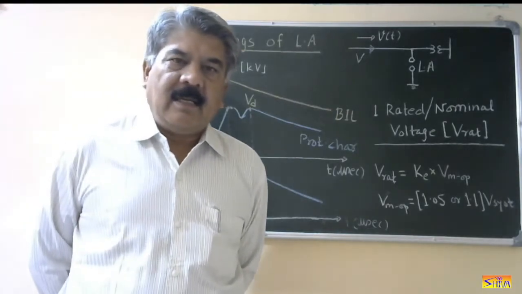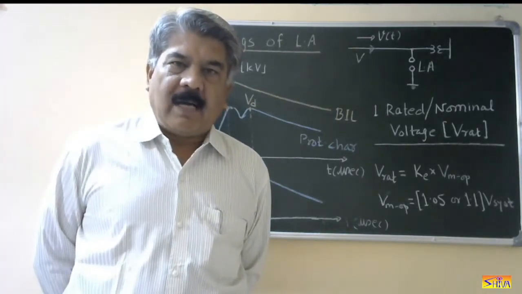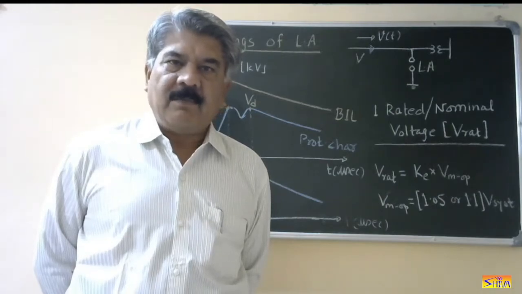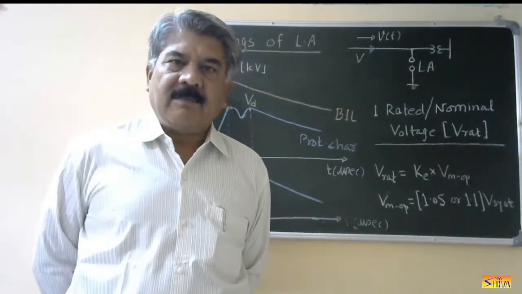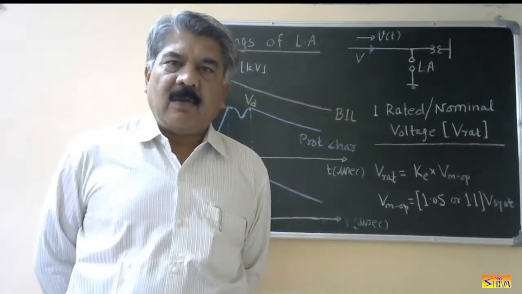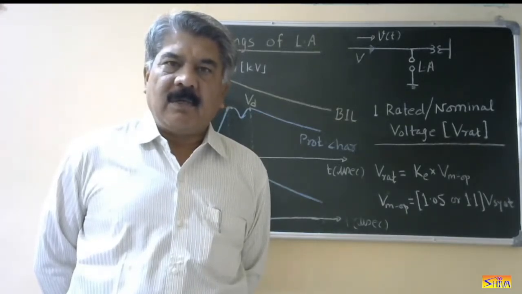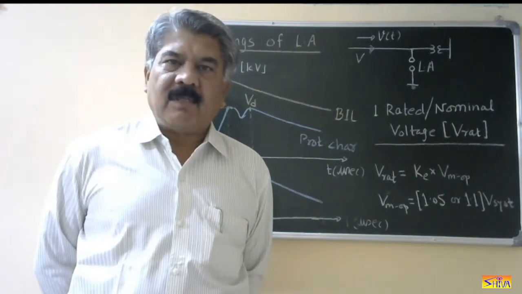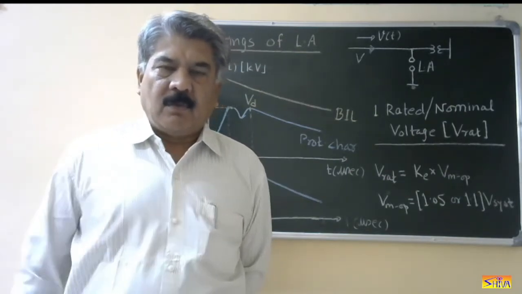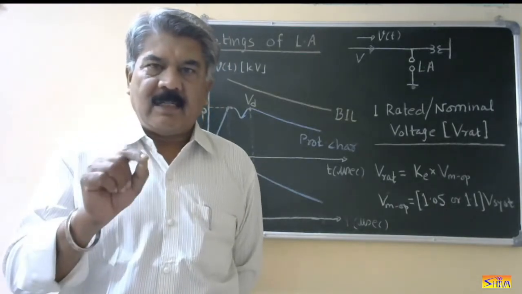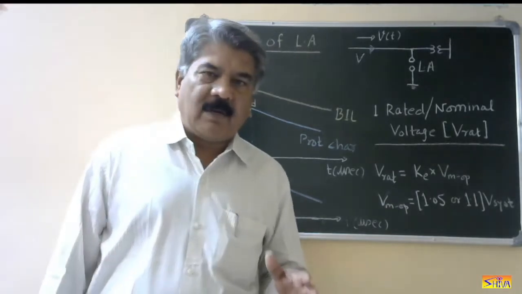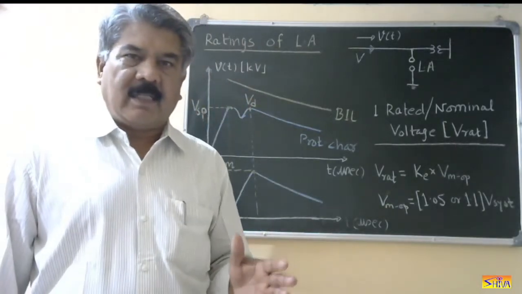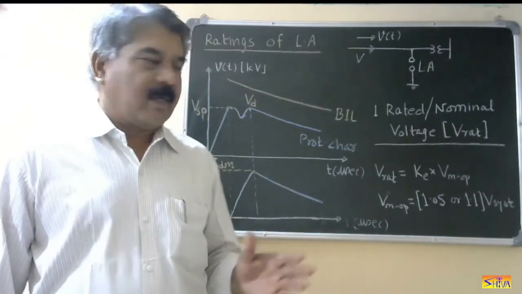It is the maximum RMS power frequency voltage which the lightning arrestor should sustain across its terminals without damage to any part when power frequency follow-up current is flowing. So here a new term is coming, that is follow current or follow-up current. Let us see what this power frequency follow-up current is, or in general, what this follow-up current is.